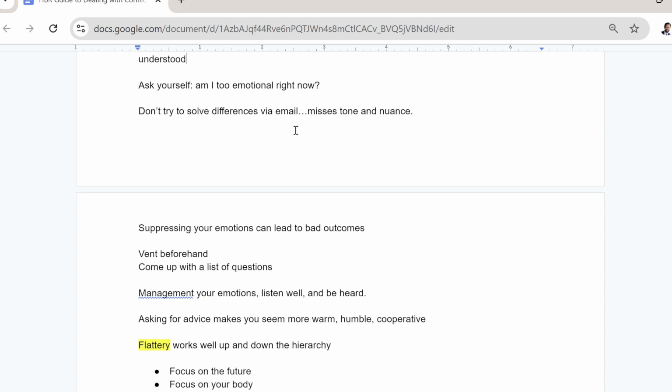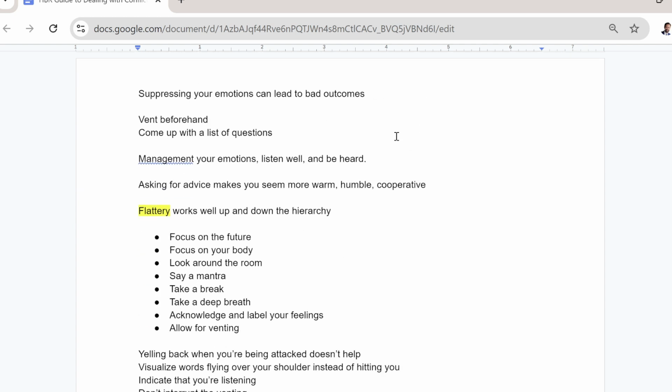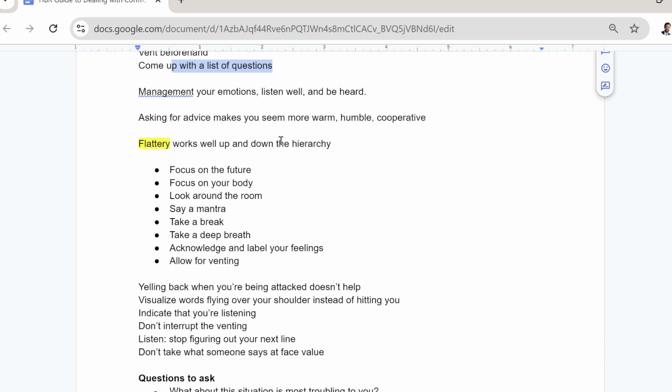Ask yourself, am I too emotional right now to deal with the issue? Don't try to solve differences via email. Email misses tone and nuance. Suppressing your emotions can lead to bad outcomes. Consider venting beforehand. So go to a friend, go to a colleague and vent, and that way you won't when you get into the meeting later. Come up with a list of questions. Again, curiosity and clarity are great. Manage your emotions, listen well, and be heard.